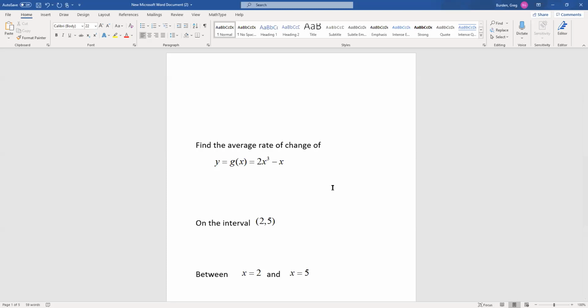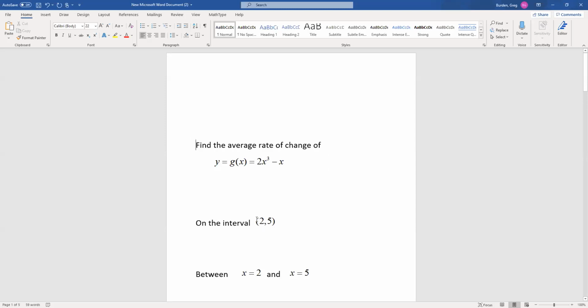So for this particular function, I would get a different average rate of change if I looked at the average rate of change from the point x equals 1 to the point x equals 10 versus from x equals 2 to x equals 5, which is what we're going to look at here. So it's between x equals 2 and x equals 5, or on the interval from 2 to 5.